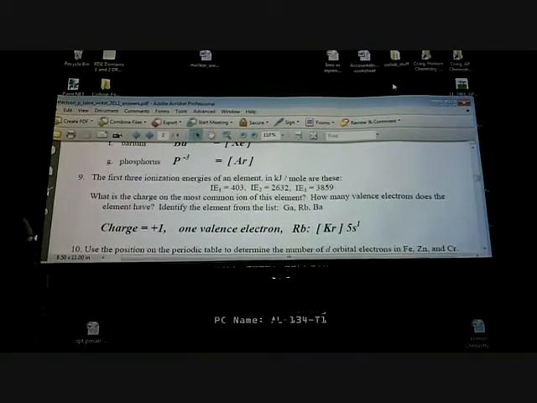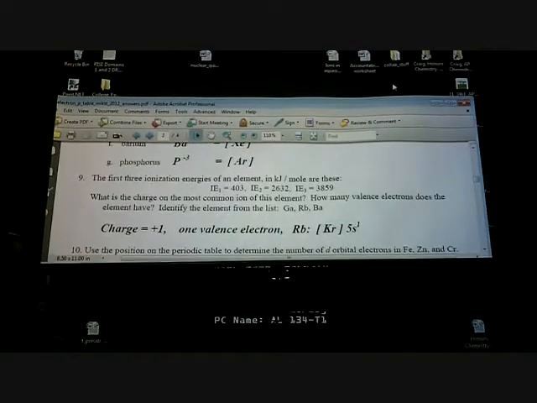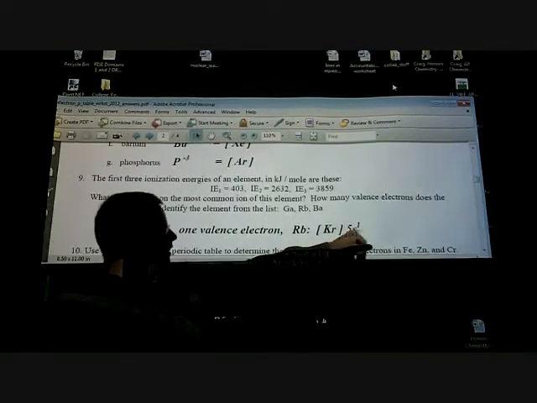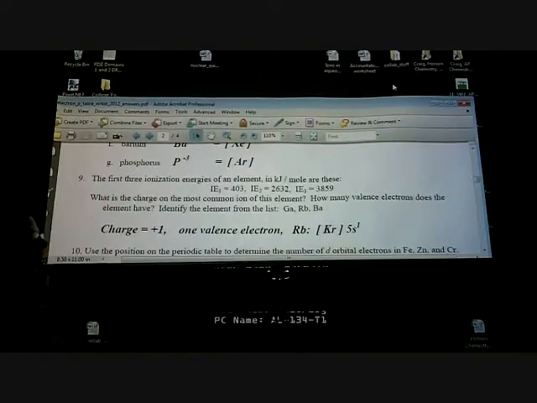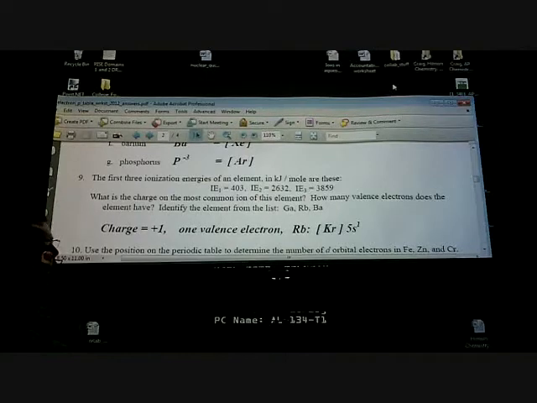What's that extra stuff, the Kr? Oh, that's just the shorthand. And I didn't ask you to do that. Wouldn't Rb be the shorthand as opposed to writing out Kr in brackets and 5s1?